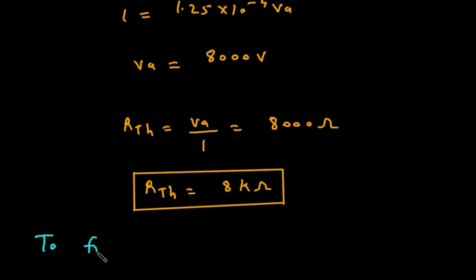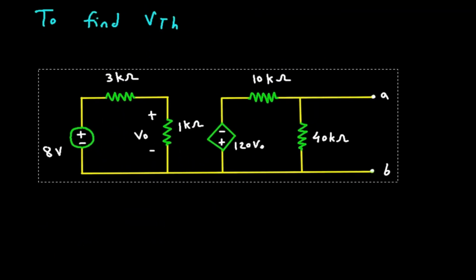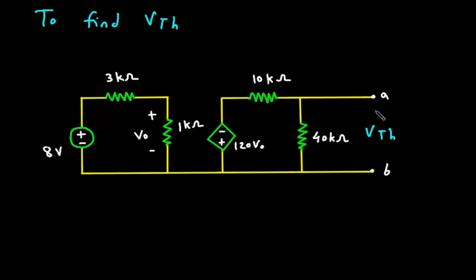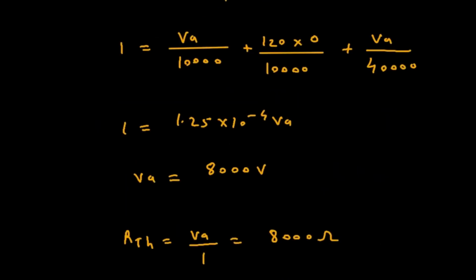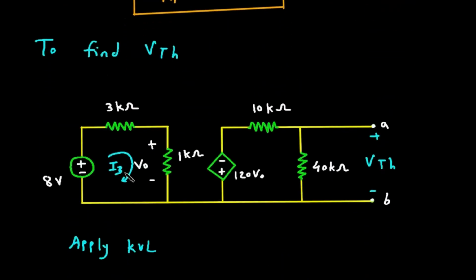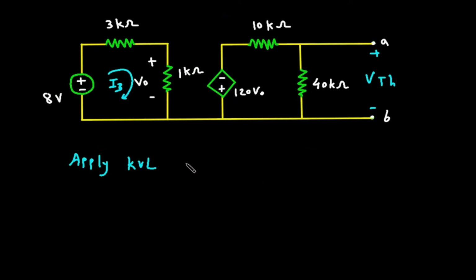Now to find VTH, this will be VTH, this will be positive, this will be negative. Let's say this is loop number 1 with current I1. Now apply KVL. We have already taken I1 here, so we will consider it as I3. So let's say this is current I3. We will apply KVL to this mesh 3. Let's say this is mesh number 3.